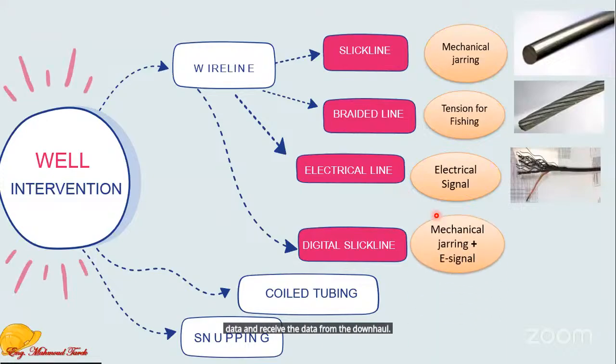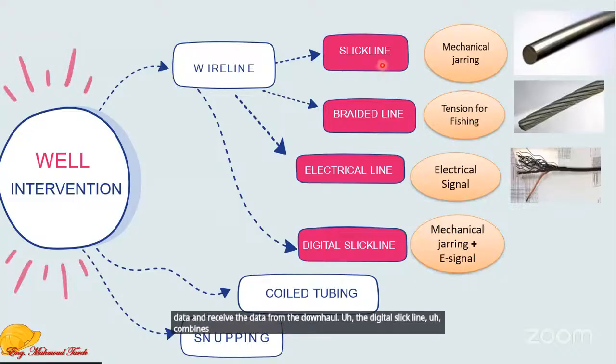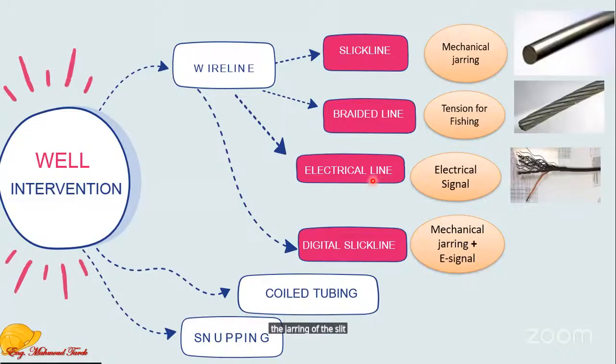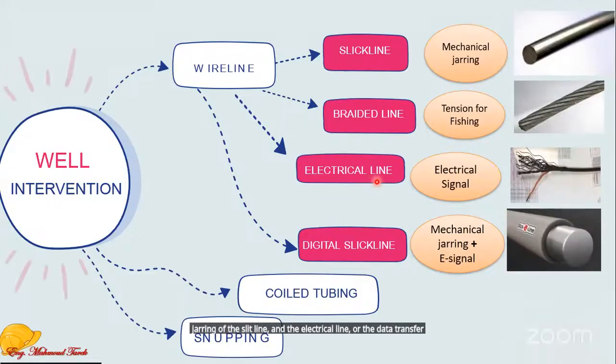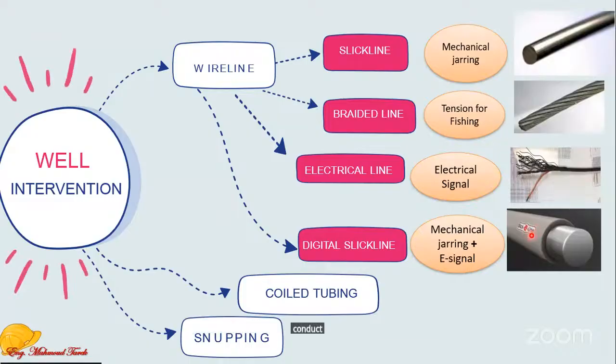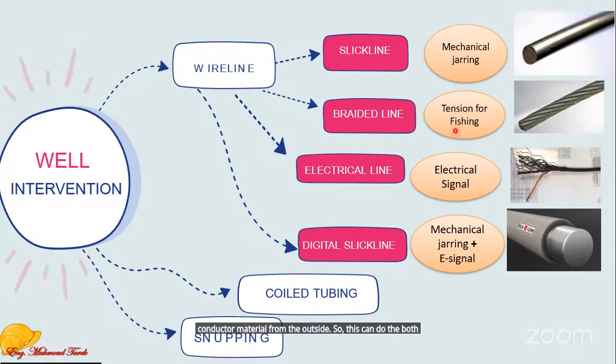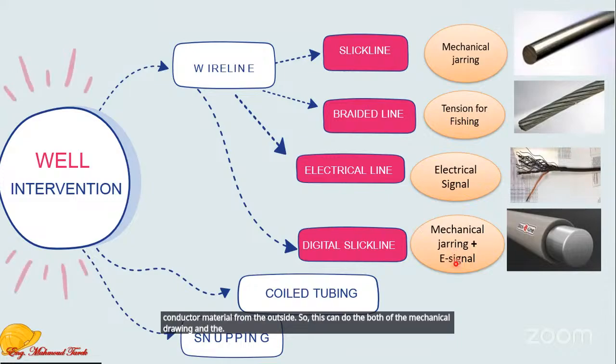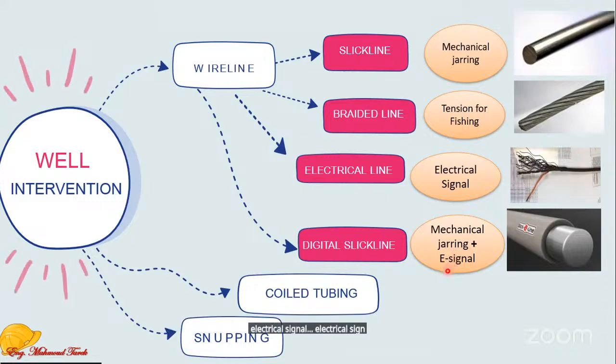The digital slickline combines the mechanical jarring of the slickline with the data transfer of the electric line. It is the same slickline, but it is coated with a conductor material from the outside. So this can do both the mechanical jarring and the electrical signal transfer.